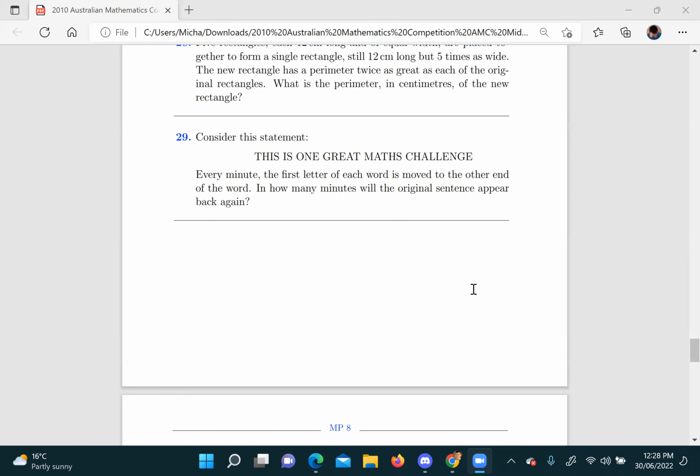Okay, so consider this statement. This is one great maths challenge. Every minute, the first letter of each word is moved to the other end of the word. In how many minutes will the original sentence appear again?